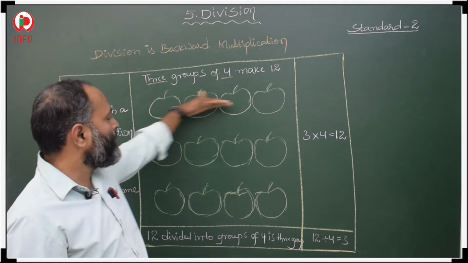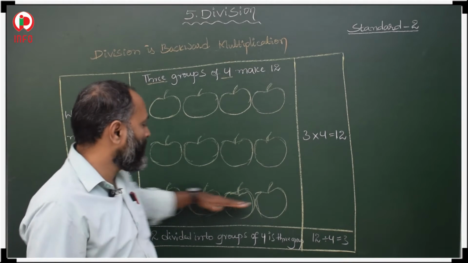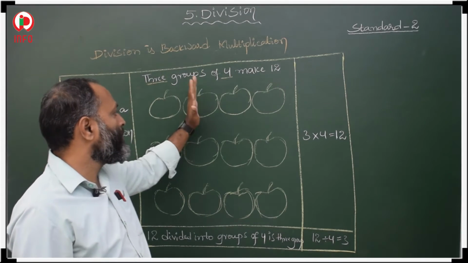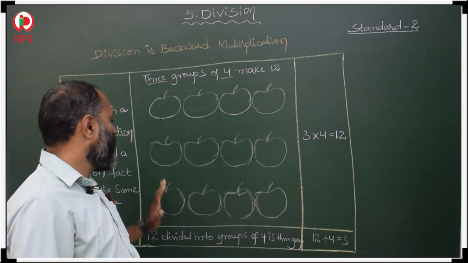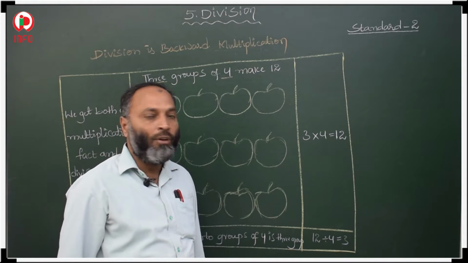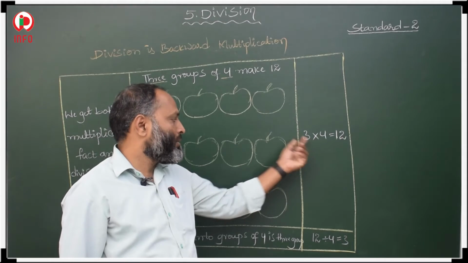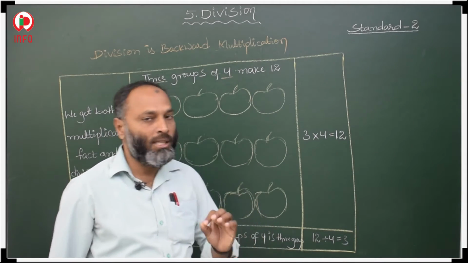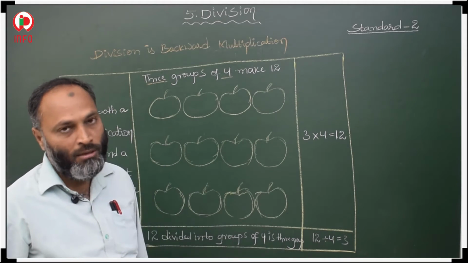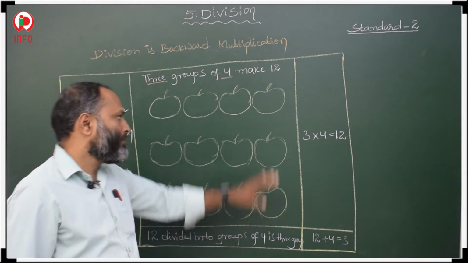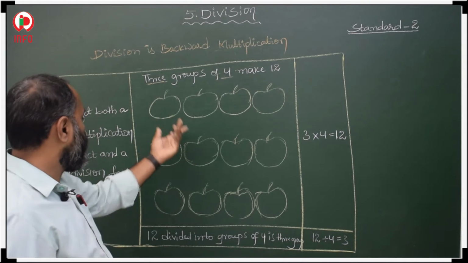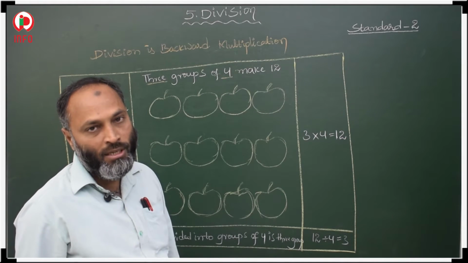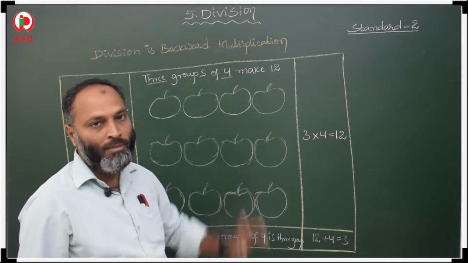Once again, how many groups are there? 3 groups, 1, 2 and 3. How many apples were there in each group? 1, 2, 3, 4. 4 apples were there. It means 3 groups of 4 makes 12. It means 3 into 4 is equal to 12. This is a multiplication fact. Using this picture, we can show the multiplication fact as well as the division fact. This is the representation of the multiplication fact.